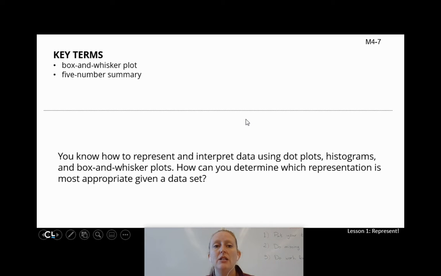So you know how to represent and interpret data using dot plots and histograms. We're going to dig more into those box and whisker plots. And we're going to dig more into that idea of which representation is the most appropriate.